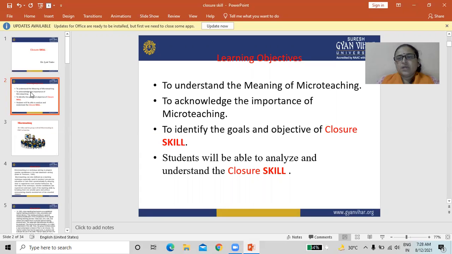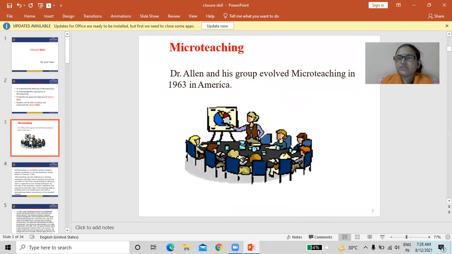Introduction and closure scale play an important role in teaching. So in previous class we discussed on introduction scale. Today we will discuss on closure scales. First we will discuss what is micro teaching. Dr. Allen and his group evolved micro teaching in 1963 in America.